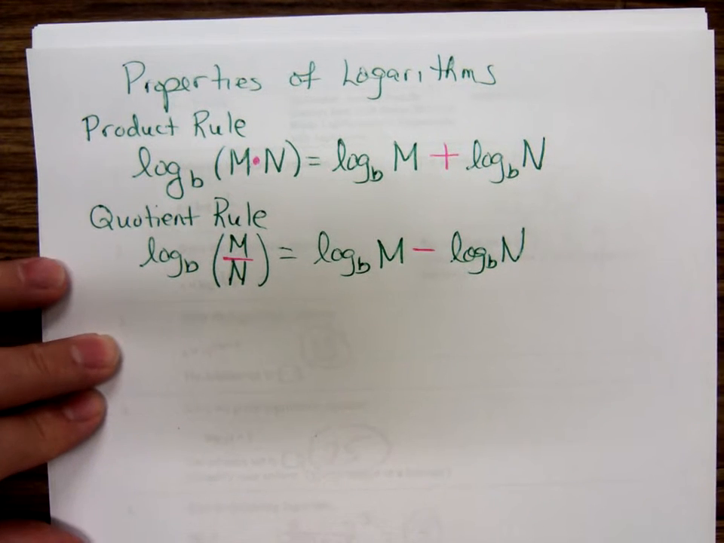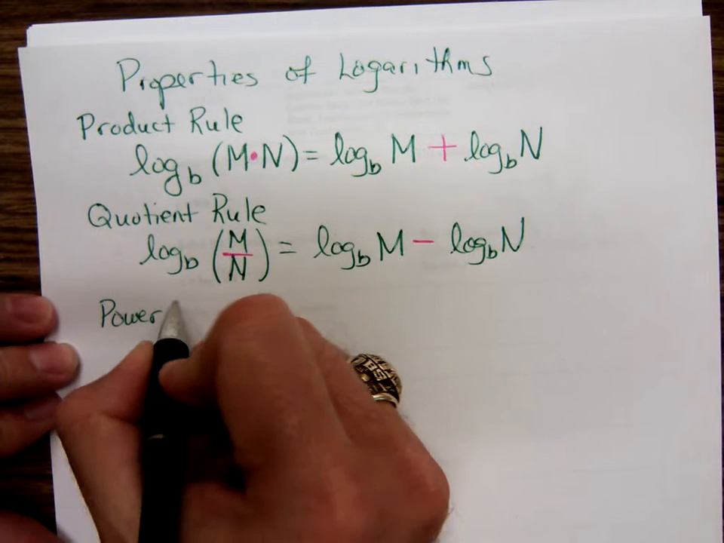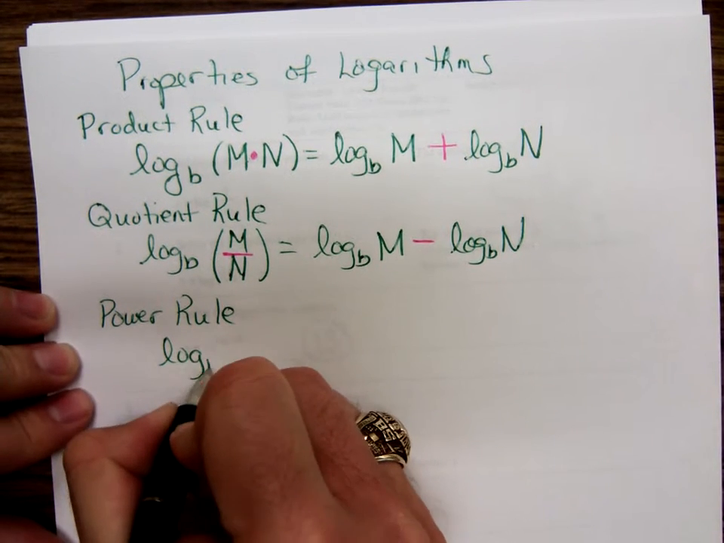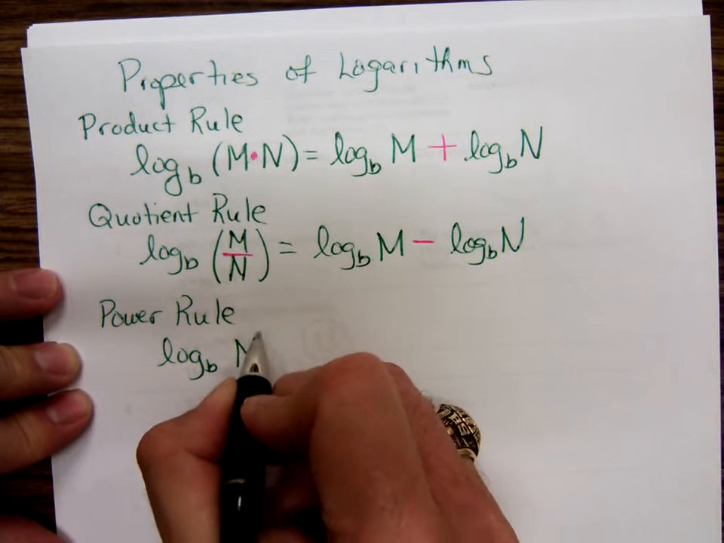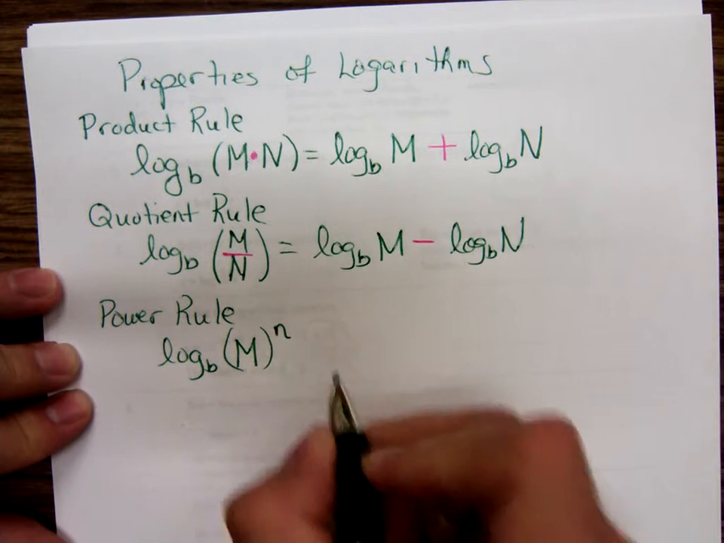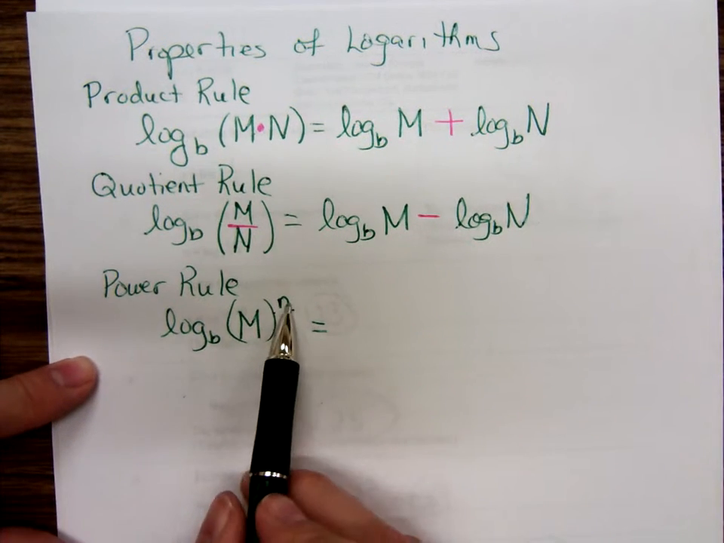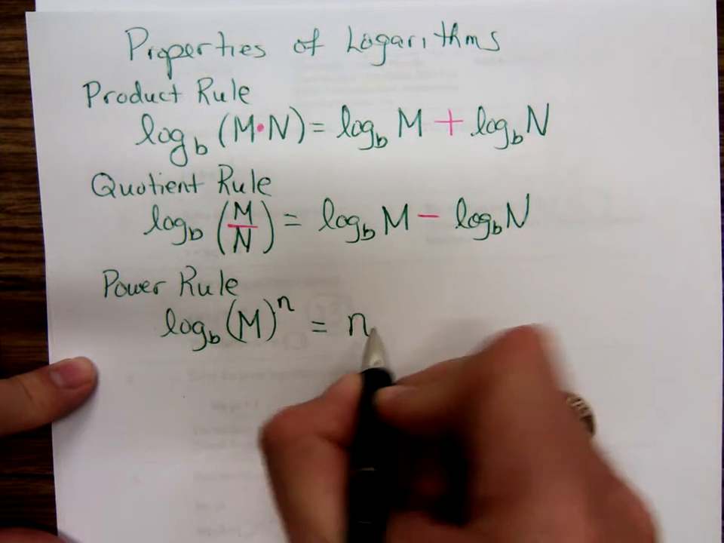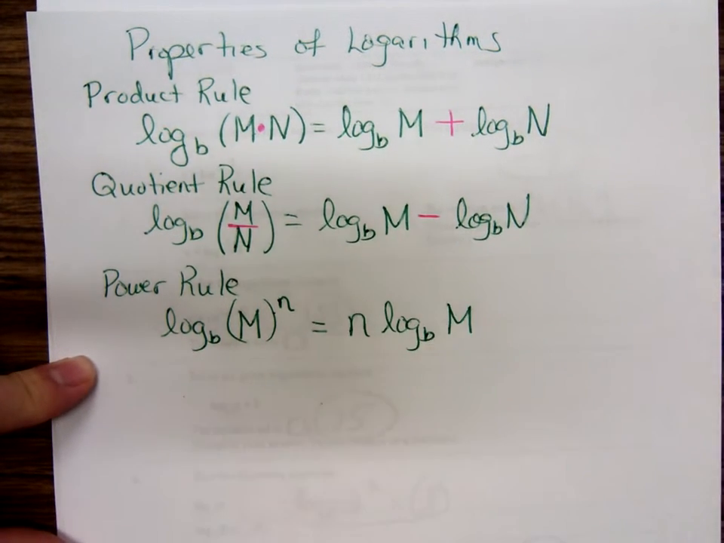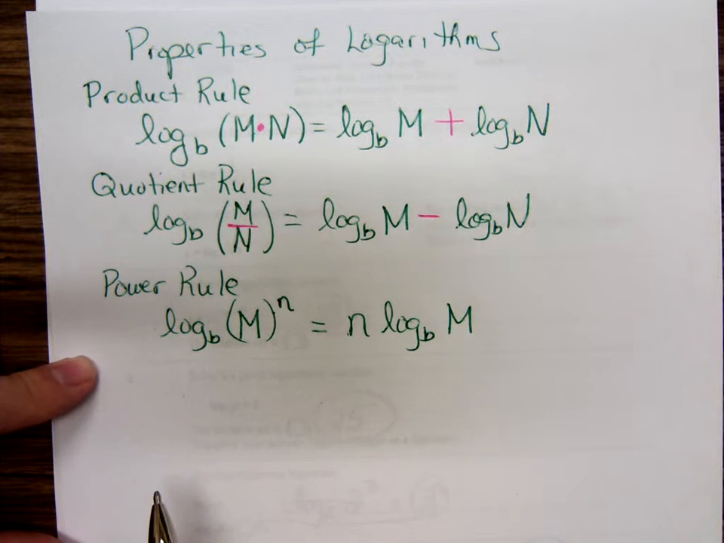And finally, the power rule of logarithms. Log base b of m raised to the n power. If you have an exponent here, you can bring that down in front and write it as a factor. By that I mean multiplication. n times log base b of m.